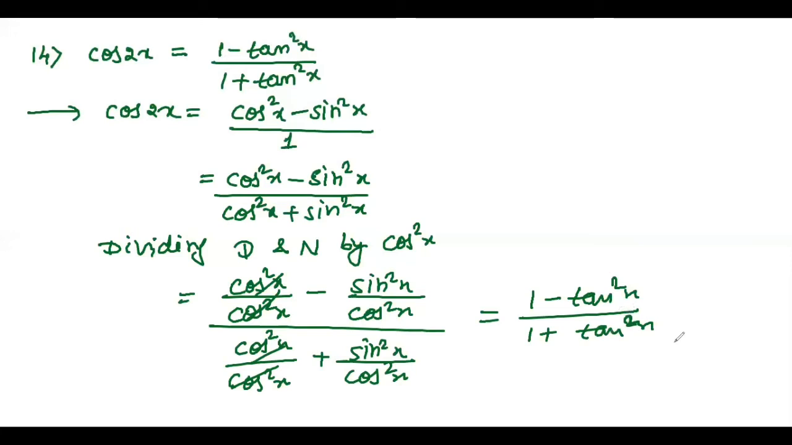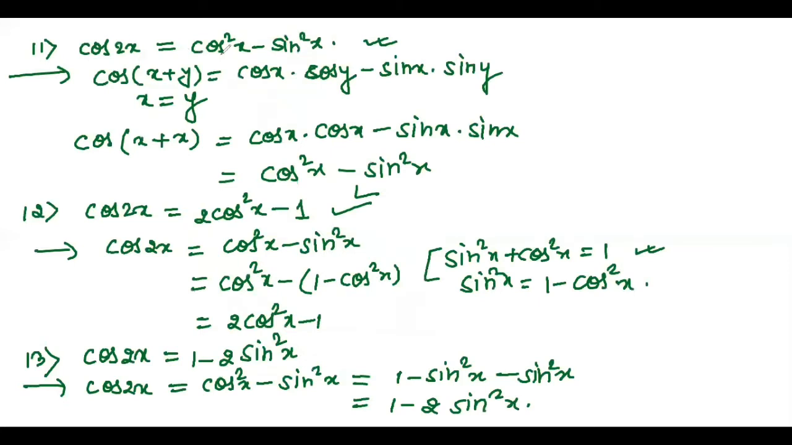That means we have discussed here 4 formulas in cos 2x. Cos 2x equals cos square x minus sin square x, first one. Then cos 2x equals 2 cos square x minus 1. Then cos 2x equals 1 minus 2 sin square x.